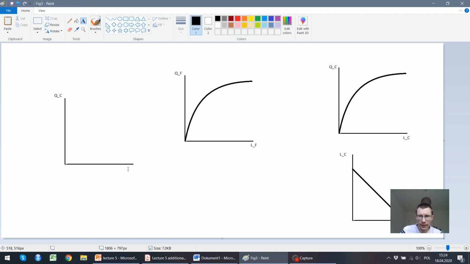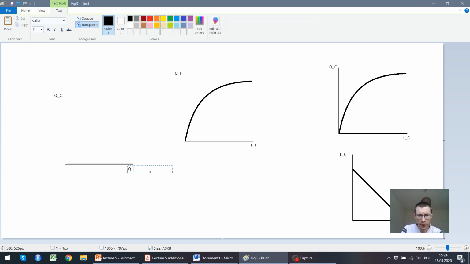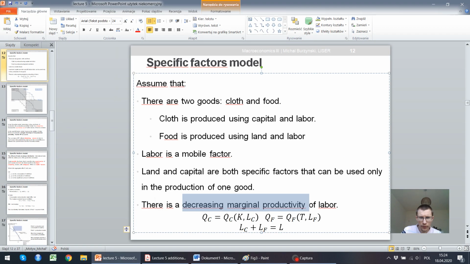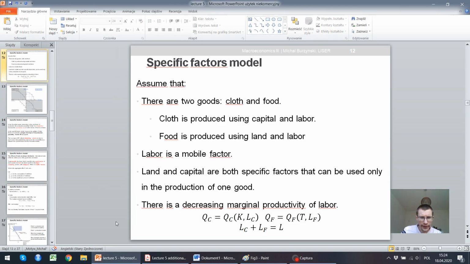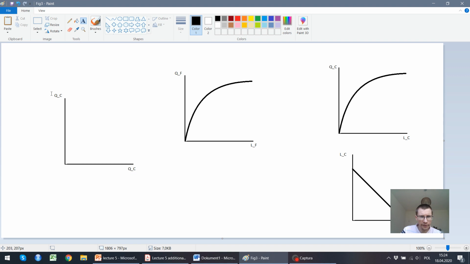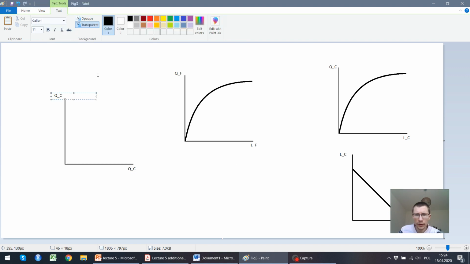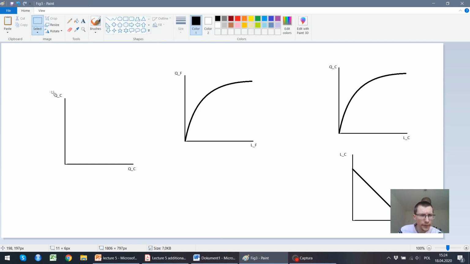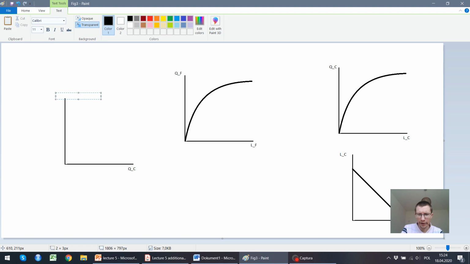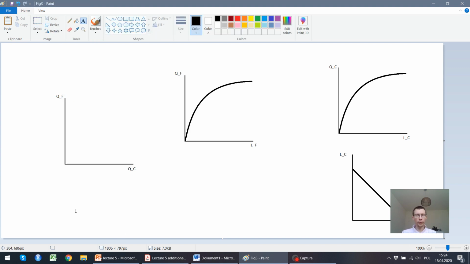Is it correct? No, it is not. We need QC here. Correct. And we need QF here. This. We want to draw the production possibility frontier, which is the combination of the goods that we can produce in the economy.